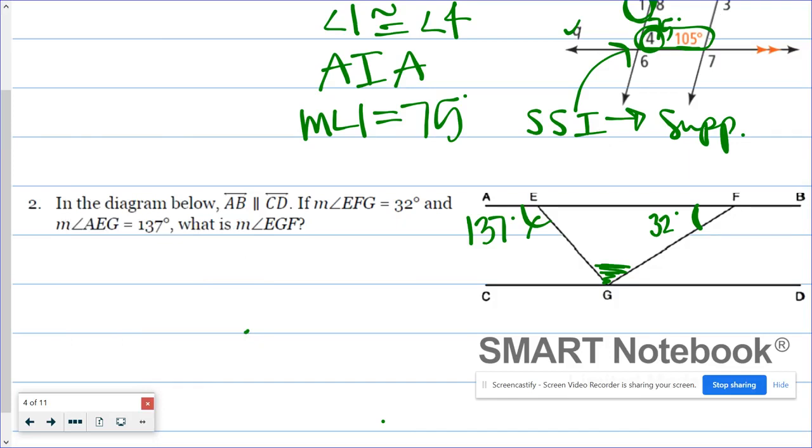Yeah, so this angle down here, angle FGD, would also be 32 degrees because these two angles are alternate interior angles and thus congruent. Yes, this angle down here is supplementary to that 137-degree angle, which makes it 43 degrees.